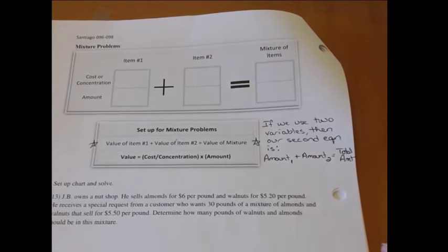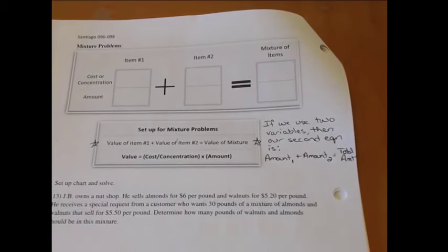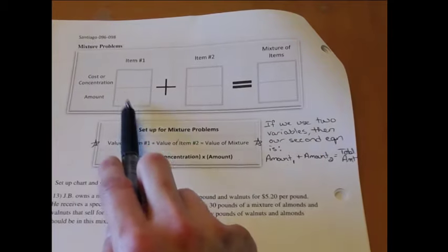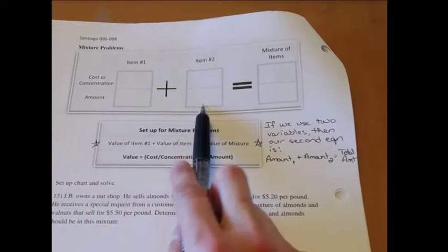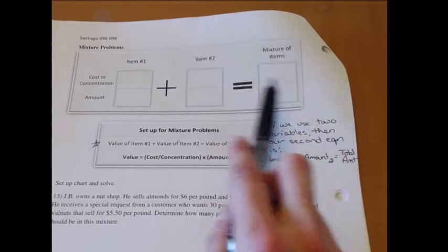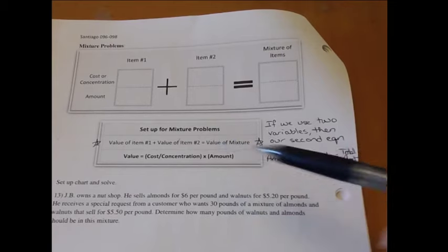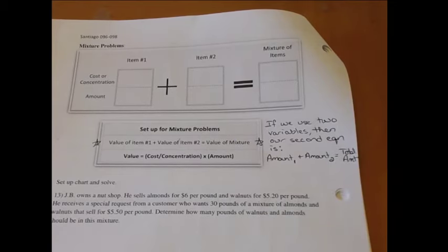And again, I hope you don't mind me abbreviating. Next semester, I'm going to include this into my notes. Okay, if we use 2 variables, our second equation is the amount from the first one plus the amount from the second one equals the amount of the mixture. It's going to actually be really cool. Just remember that these are our 2 formulas. Okay, let's check this out in action.